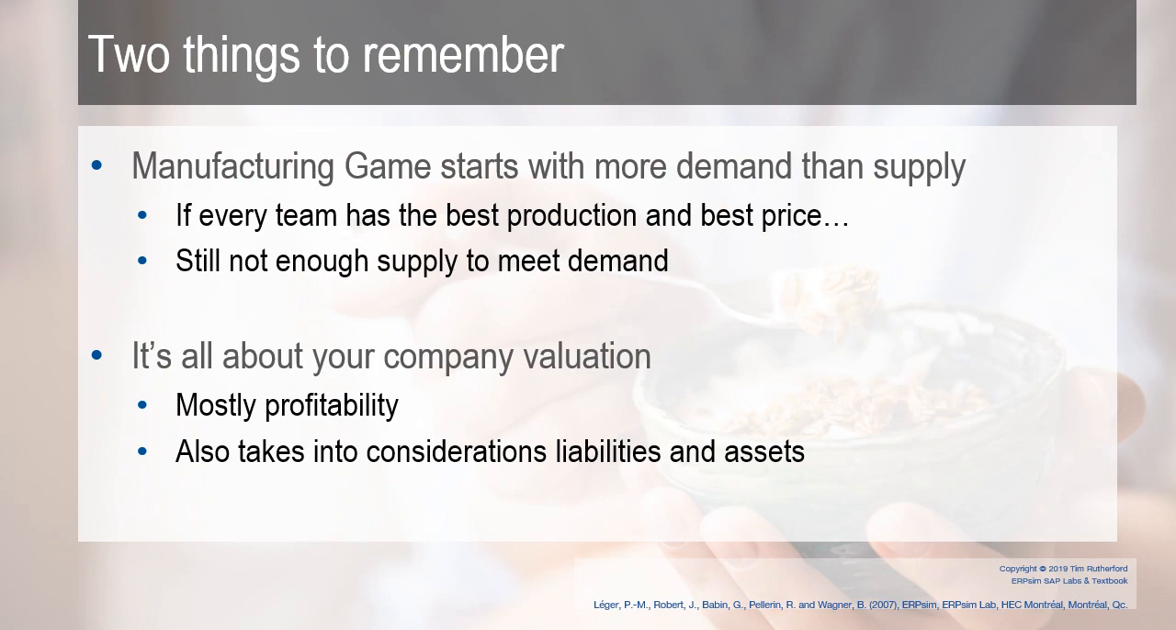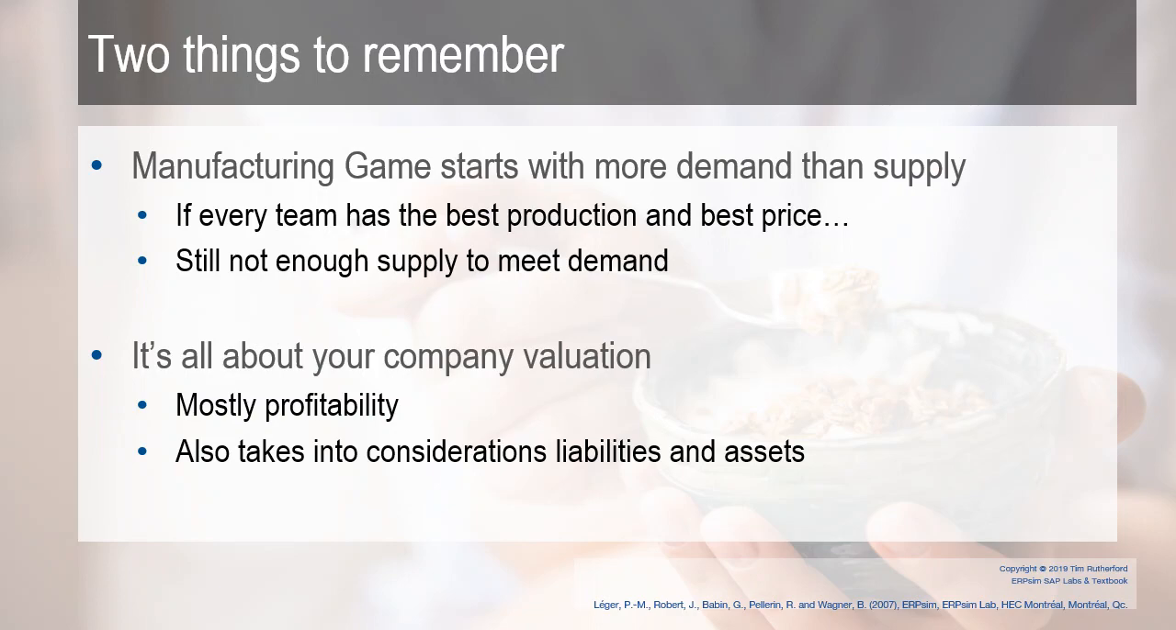Two things to remember going into the simulation. The manufacturing game is designed with more demand than supply. So if every team has the best production and best price, there still isn't enough supply to meet demand. Round one, day one, if everyone had the best production, best price, knew exactly which products to produce, at which quantity, and sold them at the best price, you're still not hitting the demand. So you cannot supply enough. Keep that in mind. That's one thing you're trying to do: how can you take advantage of getting more of that demand?